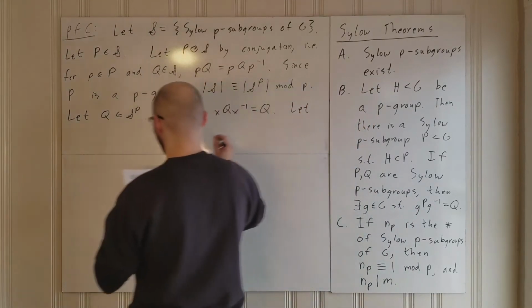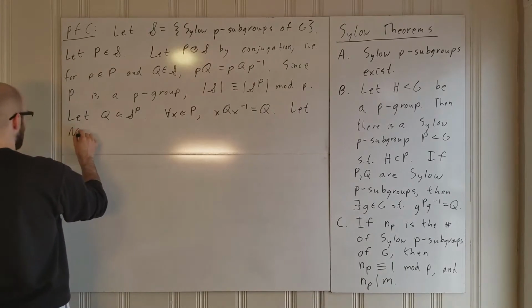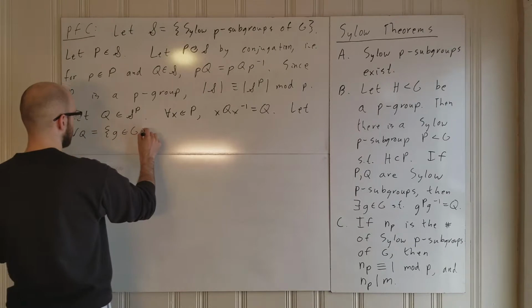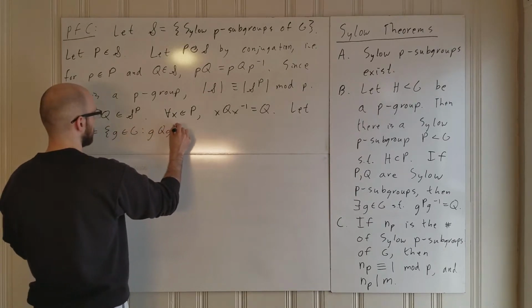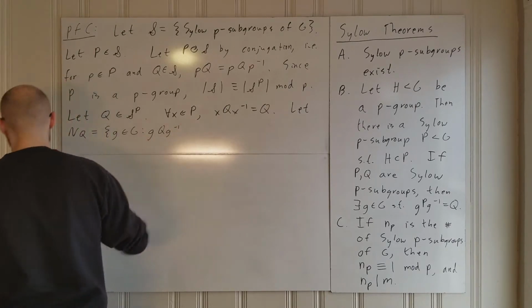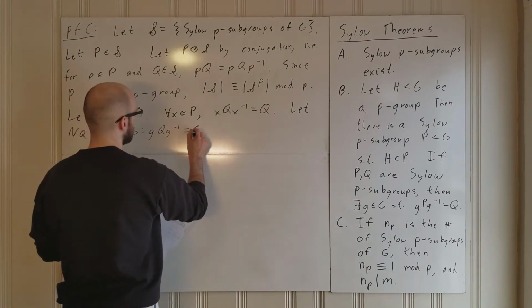Okay, so now let N_Q be the normalizer of Q, which is really just the stabilizer of Q under this action. So this is G Q G inverse is equal to capital Q.